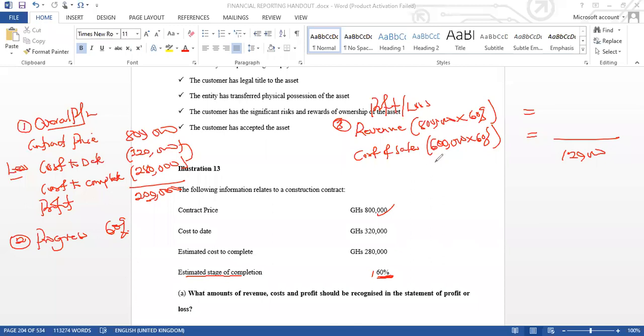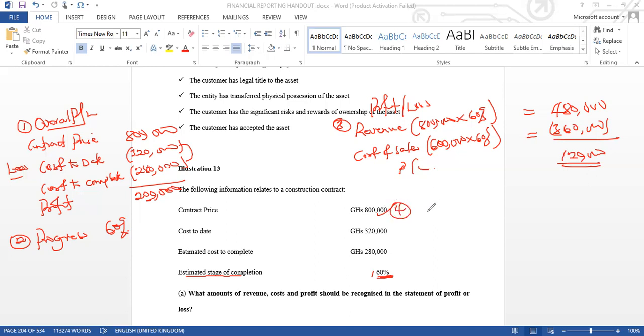So if I do 60% of 800,000, what I'm getting is 480. Then if I do 60% by 600, what I'm getting is 360. So it's correct then. So that is that. We can go on with our step 4.